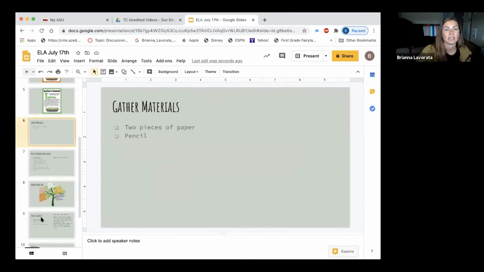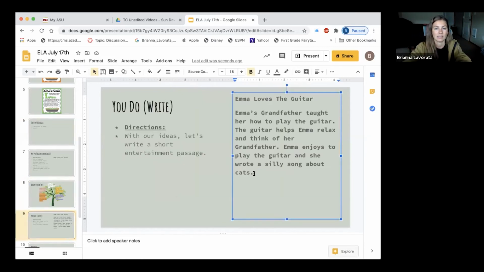So we can say here, cats are Emma's favorite pet and make her laugh, with an exclamation point to use some excitement in our voice. So far we have Emma's grandfather taught her how to play the guitar. The guitar helps Emma relax and think of her grandfather. Emma enjoys to play the guitar and she wrote a silly song about cats. Cats are Emma's favorite pet and they make her laugh.